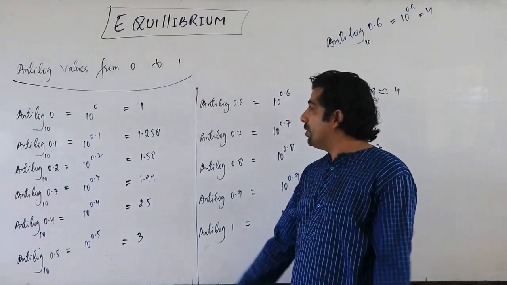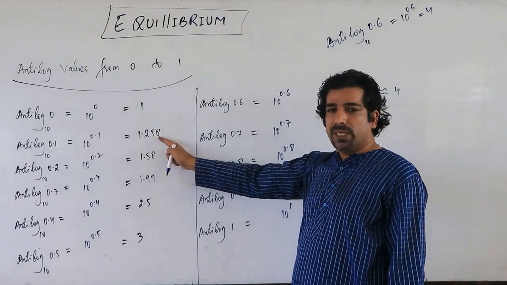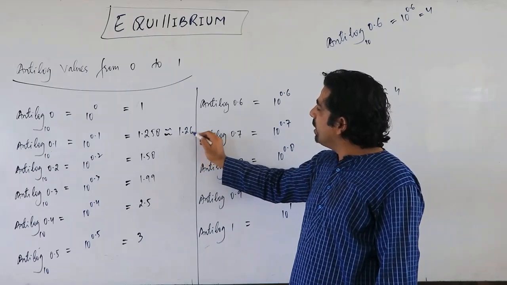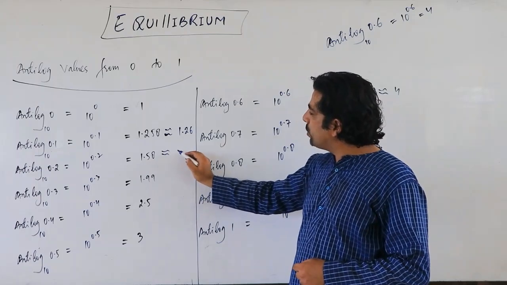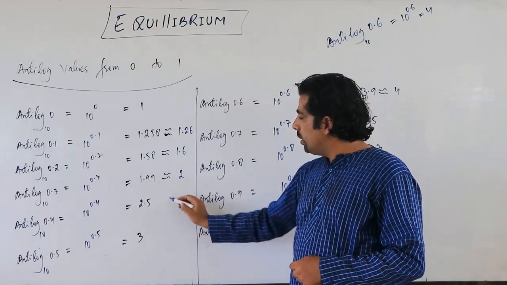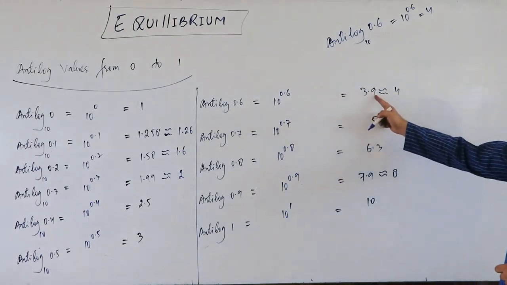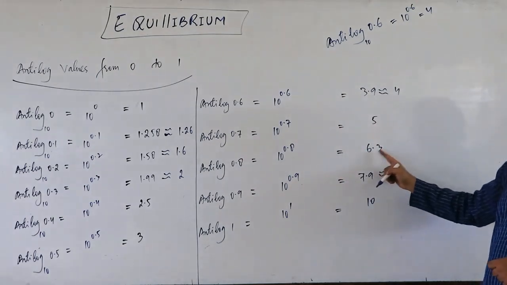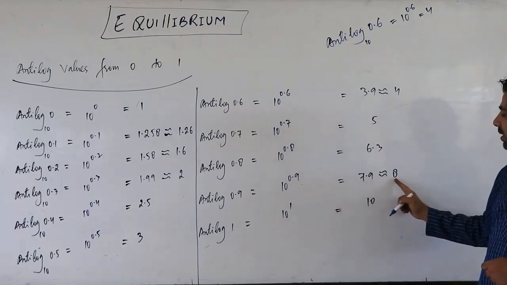Let us take the approximation. It is 1 only, so no problem. It is 1.258. So it can be approximately taken as 1.26. And 1.58 can be taken approximately as 1.6. And 1.9 can be approximately equal to 2. And this is your 2.5 only. This is 3 only. And now this is 3.9 and approximate is 4. This is 5. And this value is 6.3. And this value is 7.9. So approximate is 8.